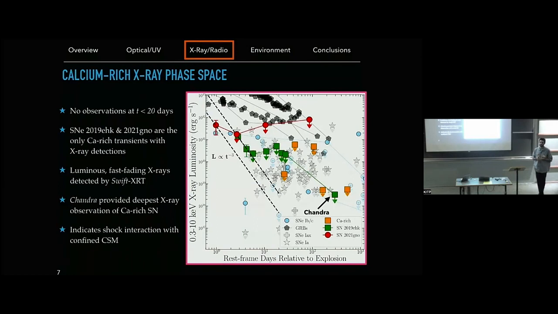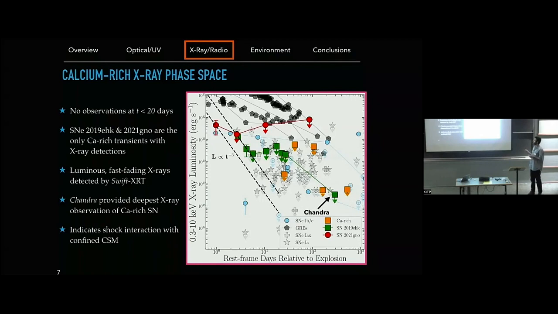So these are bright X-ray transients, and our only real hope for getting X-rays of a thermonuclear event like a calcium-rich transient is through X-ray telescopes attached to fast-moving space-based missions like Swift XRT. We have programs to try to do it with Chandra or XMM, but the fast-fading nature of this is really difficult to constrain. So that's a phase space that we really want to explore.